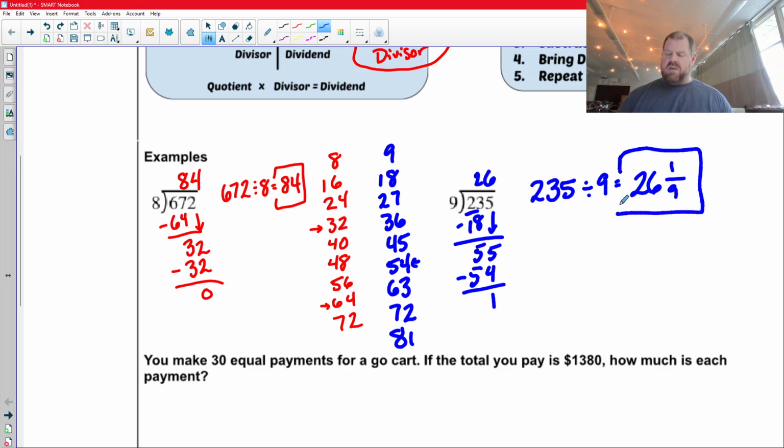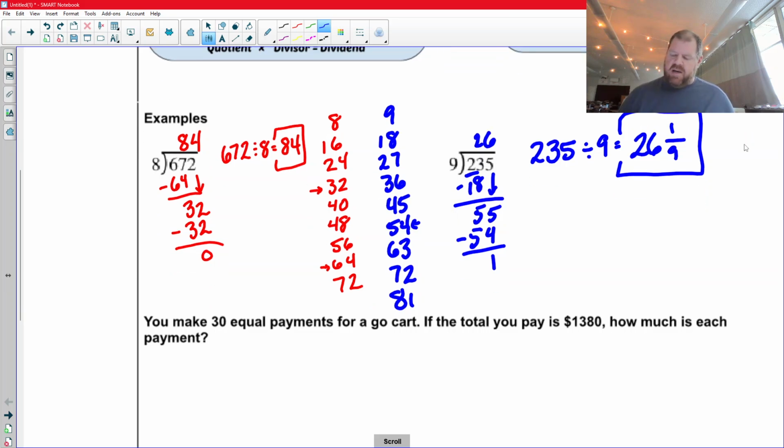Now, if I was doing something else with the answer to that problem, or if it was like a money problem or something like that, then decimals might make sense, right? So this one is just a problem that it gives me, and I'm not really looking for anything past that. And so we get 26 and 1/9.